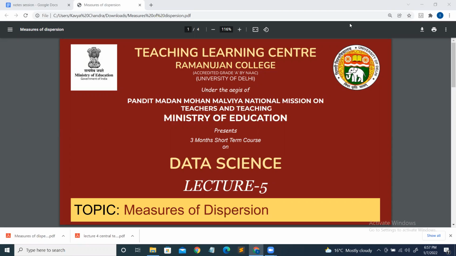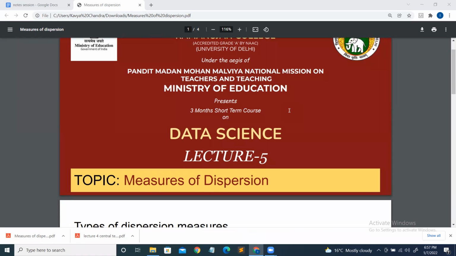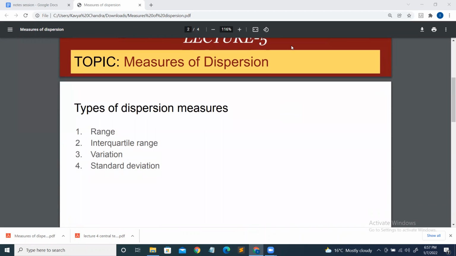Today we'll study methods or measures of dispersion, and we'll continue building upon central tendencies. So just a quick recap, we studied central tendency, that is mean, mode and median.